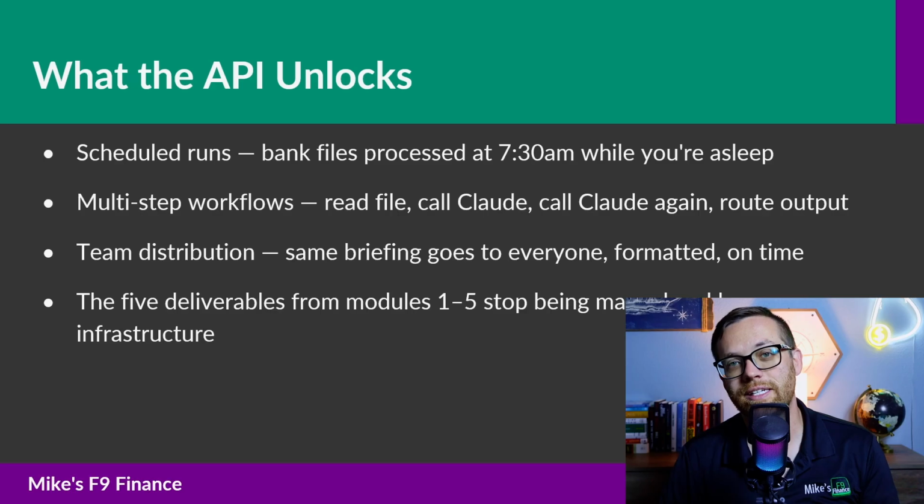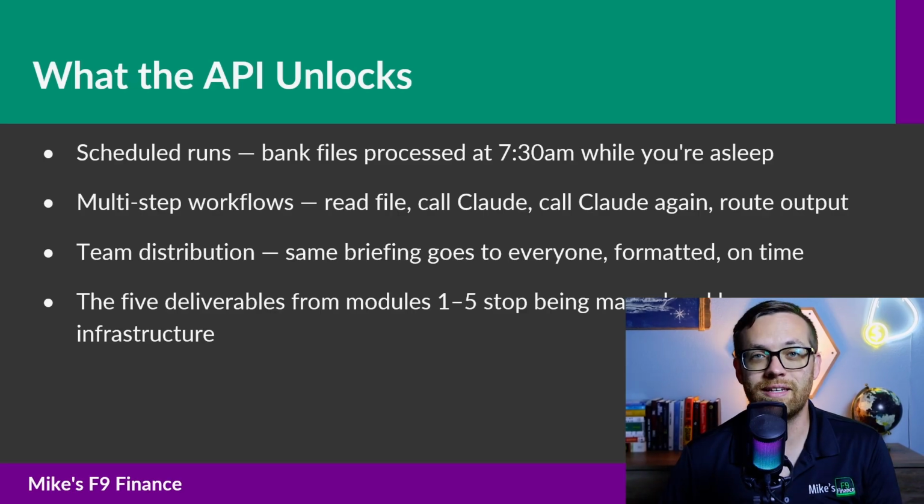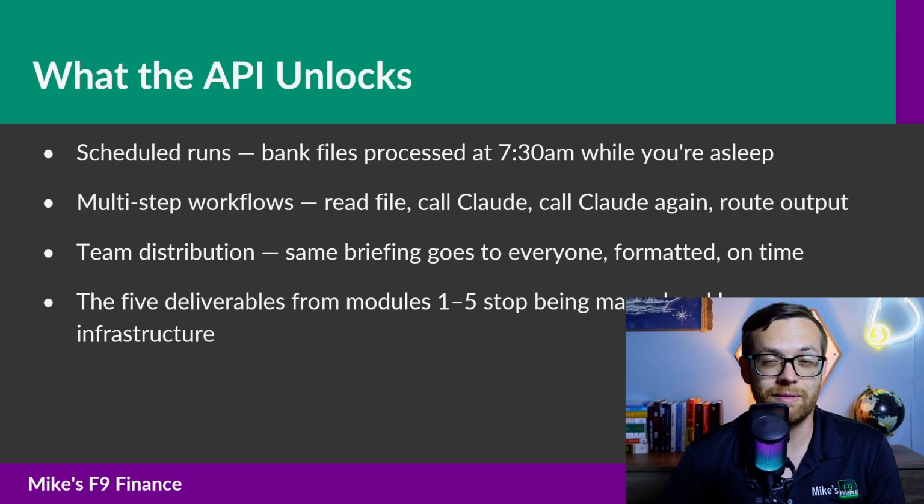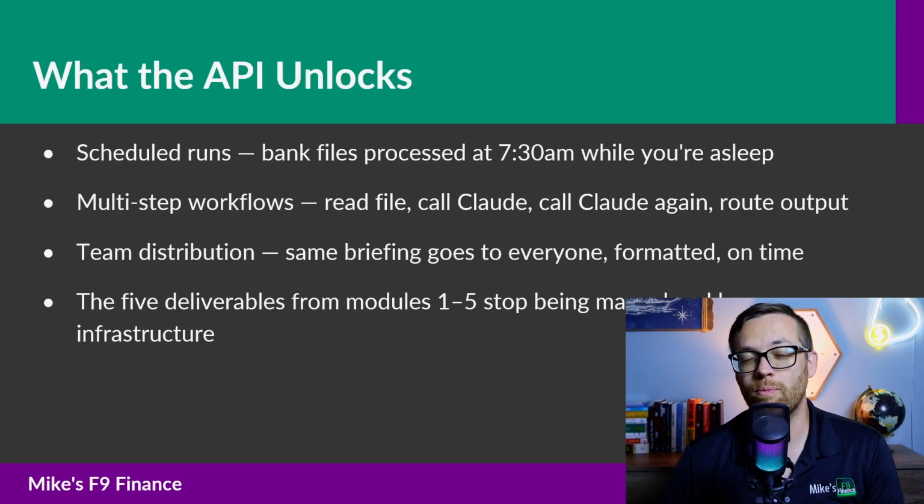Now here's what the API unlocks for Treasury work. First, scheduled runs. Claude processes your bank files at 7:30 a.m. every weekday without you doing anything. You're asleep. The briefing is ready before the team opens Slack. Second, triggered runs. A file drops in a shared folder, the workflow fires immediately. Claude processes it, and an alert goes to your phone before you've even checked your email. This is event-driven. It's not waiting for a schedule.